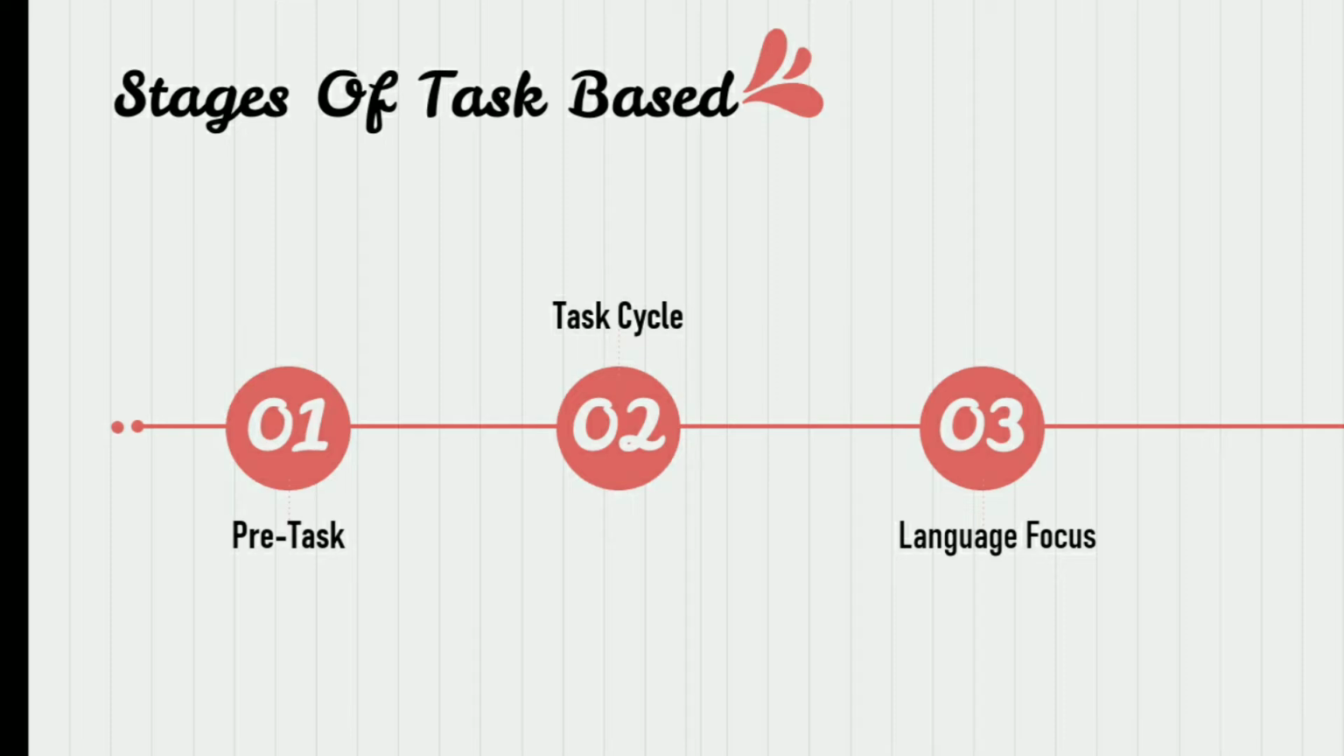So the second is the task cycle stage. This stage is a combination of 3 activities. The first activity is giving a task, the second is planning, and the third is report. The first one, in giving a task, the teacher sets up a communication task which learners are encouraged to do using language. It means they have already understood the language and they can improve the language.